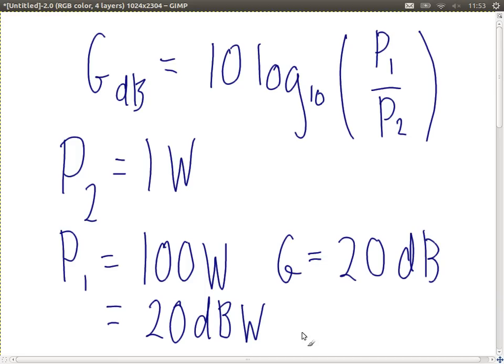So now we're using dB to express an actual power level. My input power is 100 watts, is the same as saying my input power is 20 dBW. So now we're using dBW as a different notation.